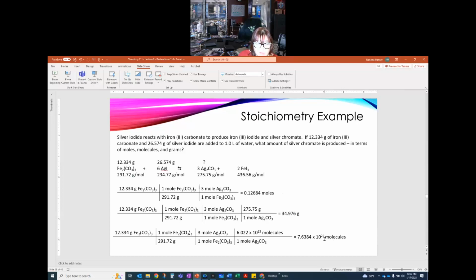All right. Now, should I have done this with the 26.574? Absolutely. I should have exactly the same things for that 26.574 grams of silver iodide, and whichever produces less, that's my limiting reagent. Okay, I did not do that so that you could go home and do it, and I can put up the answer to the 26.574 grams of AgI to D2L so that you can try it and then you can verify. Okay, again, we want that in moles, grams, and number of molecules. So that's my stoichiometry example. Go stoichiometry. That's awesome.